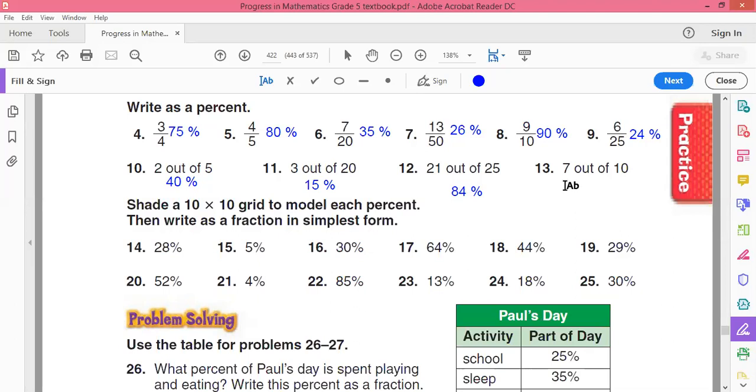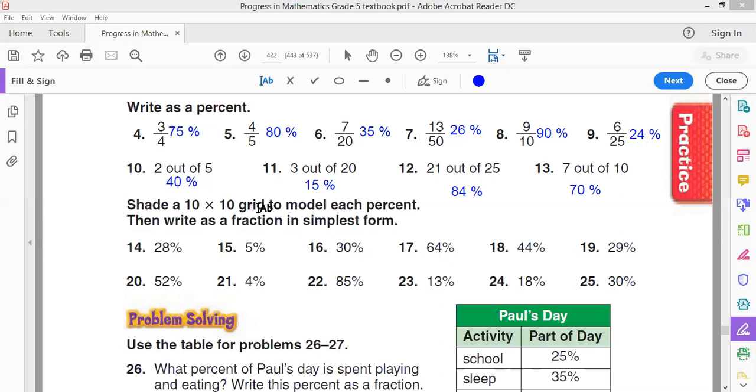Abdul Mohsin, tell me question number 13. 70%. How did you get this one? We multiply 10 with 10. Okay, so you can say that it's 70%. Clear? Yes. Okay. Now, shade a 10 times 10 grid.